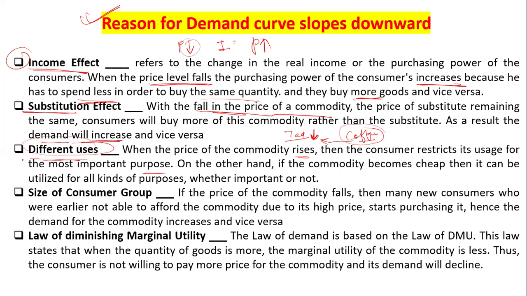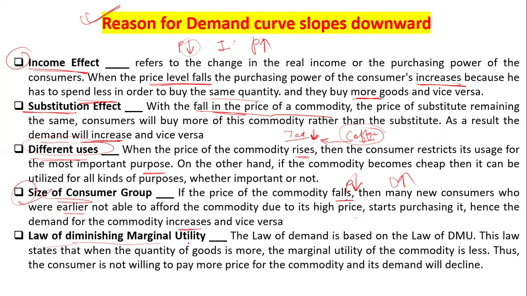How does the size of the consumer group affect the demand curve? Here you can see in all these aspects there is an inverse relationship between quantity and price. Now, the size of the consumer group: if the price of the commodity falls, then many new consumers who earlier were not able to afford the commodity due to the high price start purchasing. The demand increases. That's why the size also affects the demand curve.